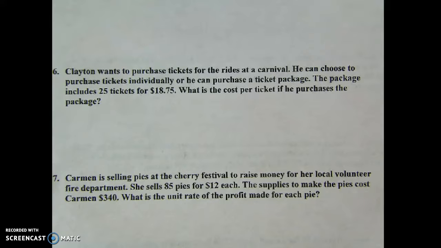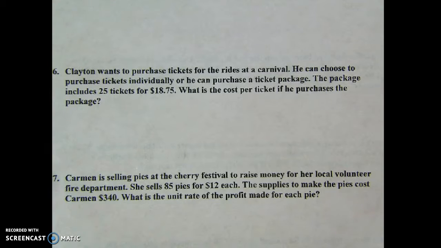How much money you make after you deduct the amount that you paid for the supplies or for whatever item you're selling. In this case, number 7 says Cameron is selling pies at a cherry festival to raise money for her local volunteer fire department. She sells 85 pies for $12 each. The supplies to make the pies cost Cameron $340.